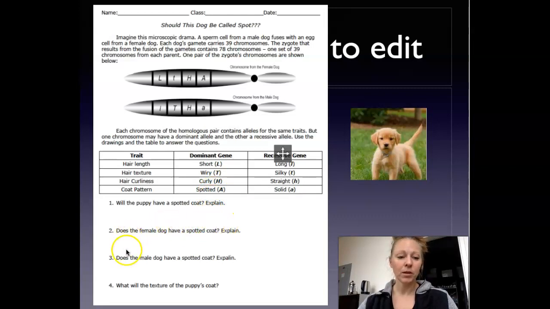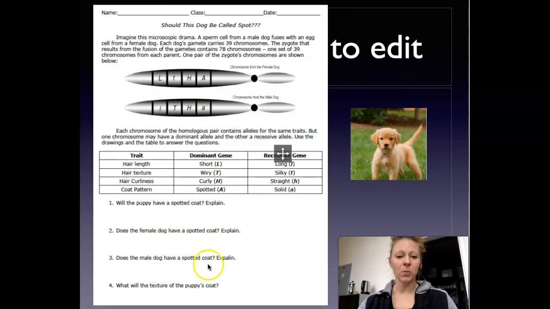So will the puppy have a spotted coat? Yes. Does the female dog have a spotted coat? That's his mom we're talking about. Coat pattern, she has a capital A. Yes, since she has a capital A, we know that she's going to have a spotted coat, no matter what she has on her other allele. Remember, mom dog has 2 chromosomes, one from her mom and one from her dad. Since she got a chromosome with a capital A on it, and that's dominant, she's going to have a spotted coat.